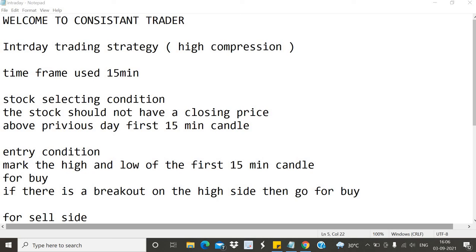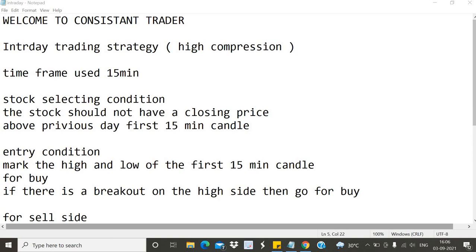The time frame which you are going to use is the 15 minutes time frame, and the stock selection condition is that if we are going to trade for tomorrow, we have to check the stock on the previous day itself. On the previous day, we have to draw the high and low of the first 15 minutes candle.